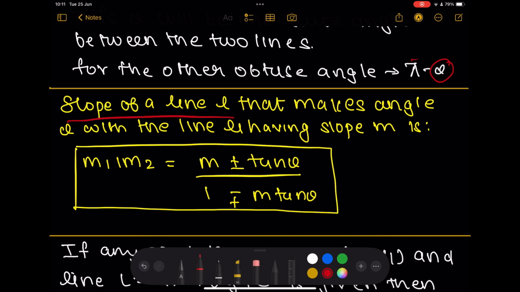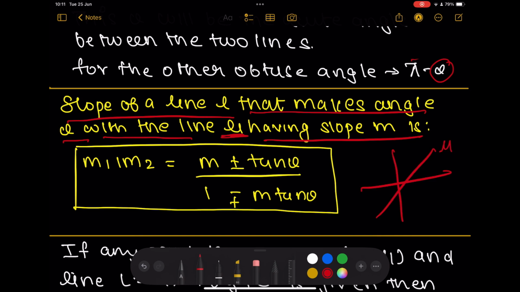See, the slope of line L that makes angle theta with the line L1 having slope M. Suppose in the question they are already giving you some line L1, and you want to form a line L which is making an angle theta with this line L1. Some other information will be given, like line L passes through one point, or line L is perpendicular to some other line, something like that.